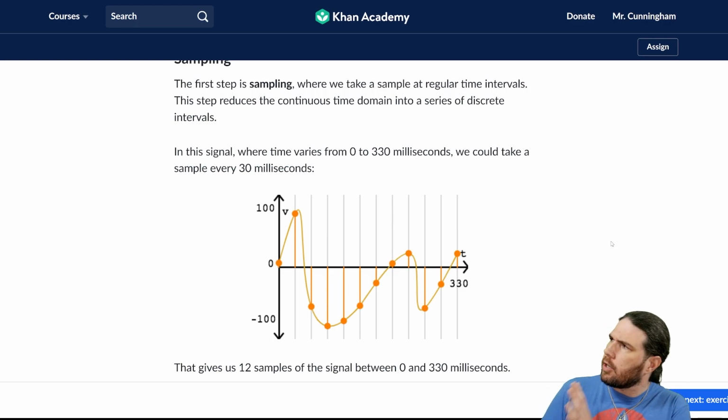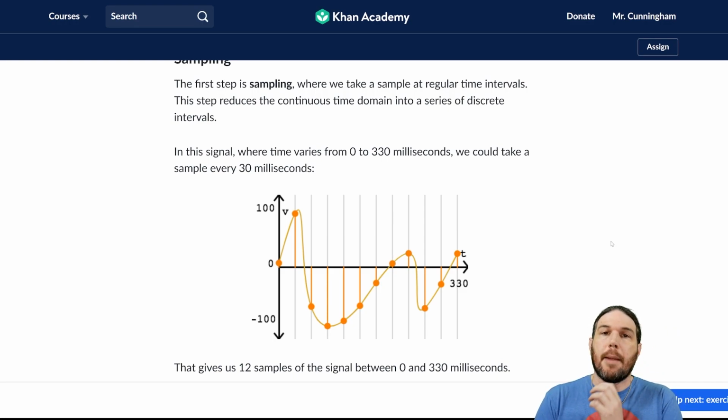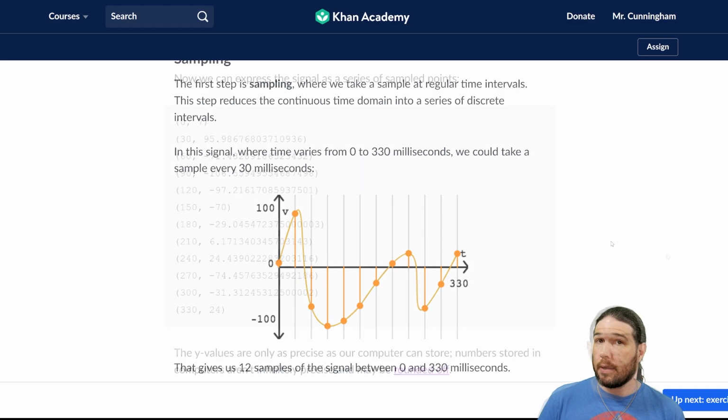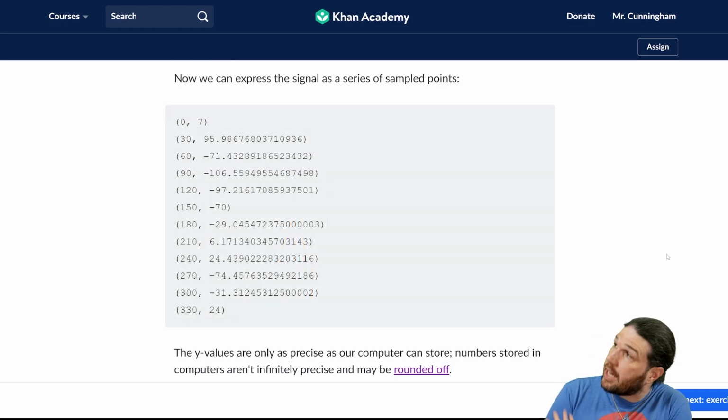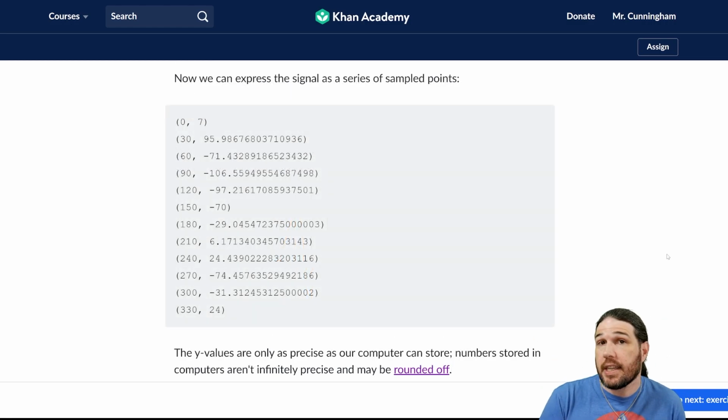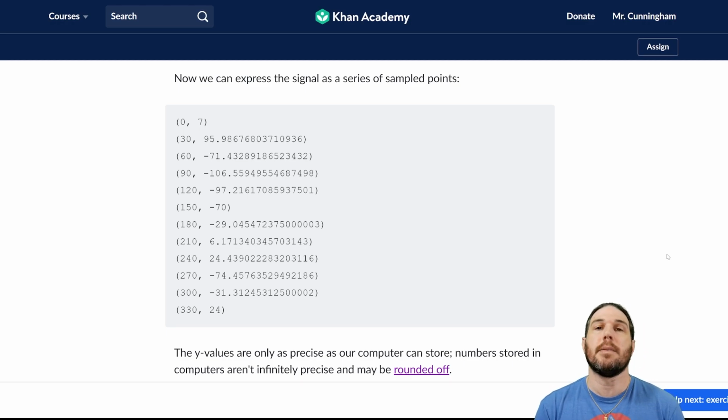Now, I want you to take a look at that graph for a moment and imagine that you can't see the yellow line, you only see the orange points. Do those orange points by themselves look like a reasonable approximation of what that yellow curve looks like? So now what we can do is we can take those 12 points, we can get the x and y coordinates of them, and then we can convert those coordinates into binary.